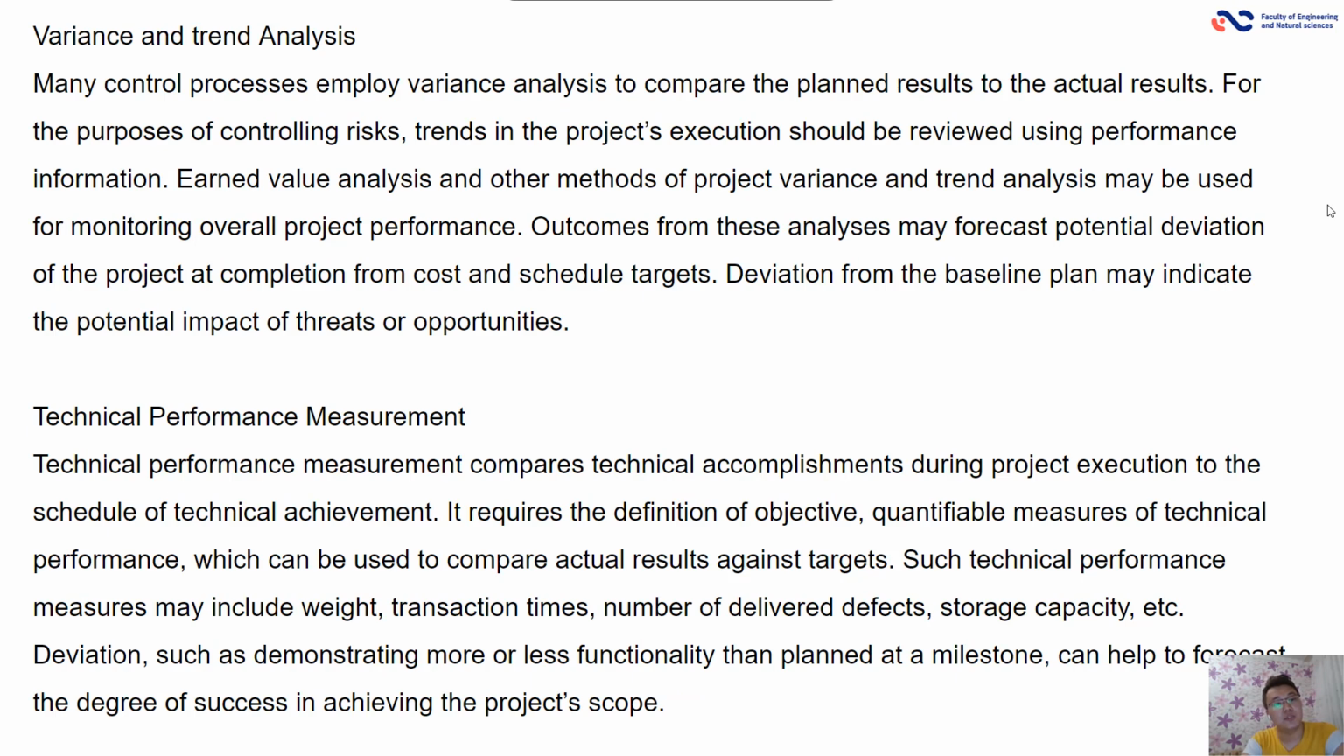Variance and trend analysis. Many control processes employ variance analysis to compare the planned results to the actual results. Technical performance measurement. Technical performance measurement compares technical accomplishments during project execution to the schedule of technical achievement.